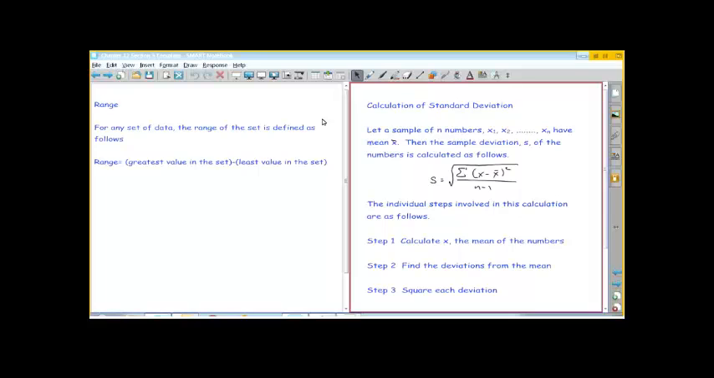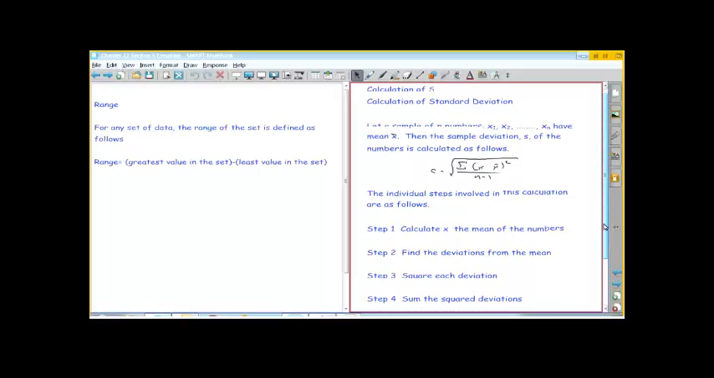So we'll go through an example. You'll see how it works. So the first step is you have to calculate the mean of the numbers. The second step is you find the deviations from the mean. So the first step is to calculate x bar. Then you calculate this difference, the deviations. Then you square those numbers so they become positive. The fourth step is you add up all those deviations squared.